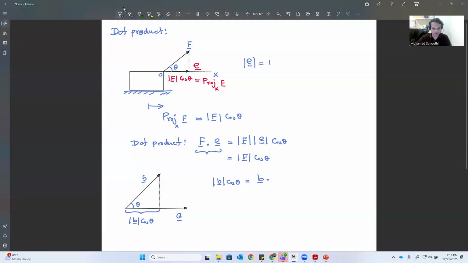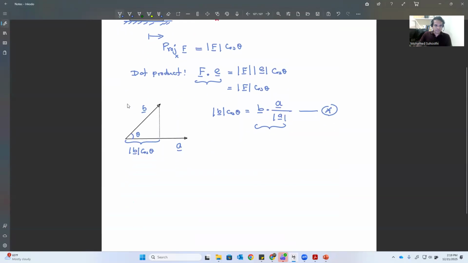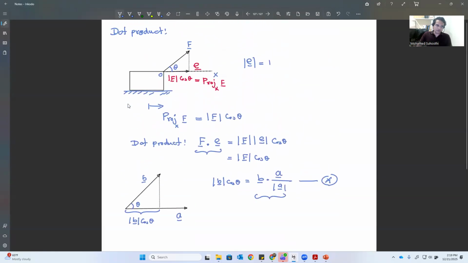But how can I calculate the unit vector? I have to normalize the vector, that means divide by its magnitude. This is very important, especially when you calculate the directional derivative, which we will study later. In that case we apply this a lot. This is a very important property of the dot product of vectors. Right, this is the dot product.